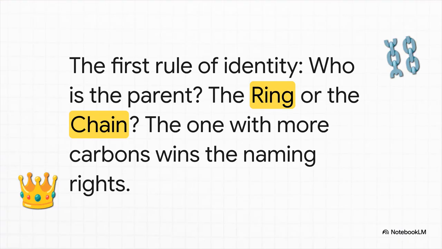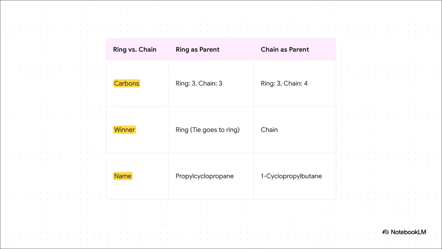So the very first thing you have to figure out is kind of a power struggle. When you've got a ring with a chain of carbons hanging off of it, which one gets to be the parent? You know, the one that gives the molecule its last name? It all just comes down to a simple count. This slide lays it out perfectly.